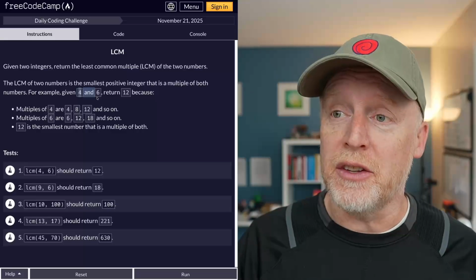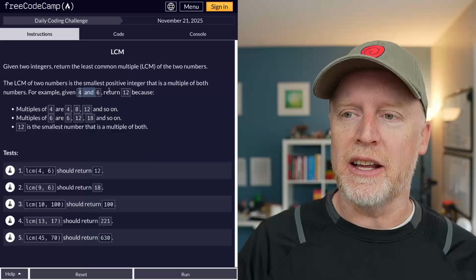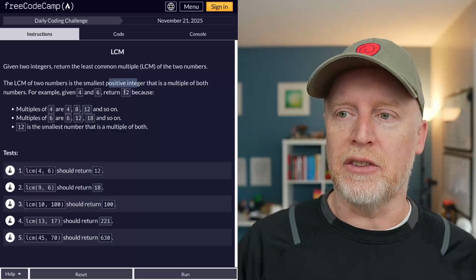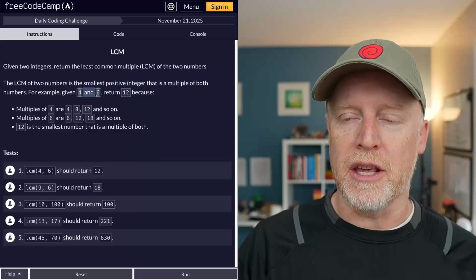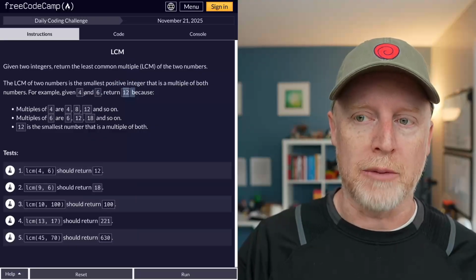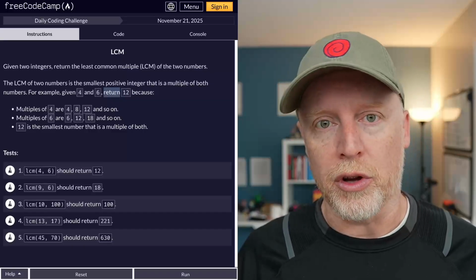Hello team, this is LCM, or least common multiple, which is a fancy way of saying: what is the smallest positive number that is a multiple of both the first and second numbers? So in this case it's 12. 4 times 3 is 12, 6 times 2 is 12. That's the number that we're looking for.